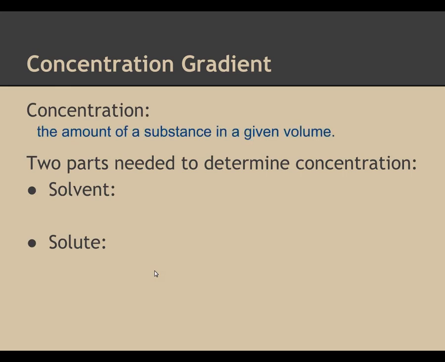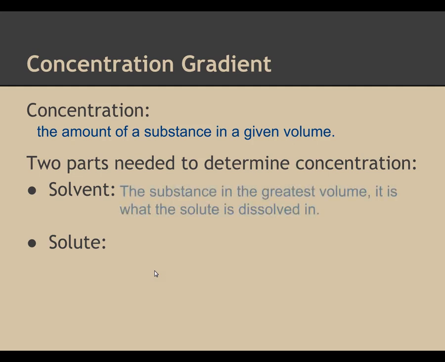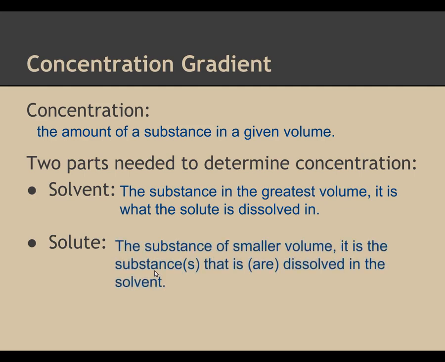So a concentration is actually the amount of substance in a given volume. So let's go back to middle school when you were studying solutions. You need two parts to determine concentration. You need your solvent and you need your solute. And if you can pull out of your memory banks from middle school, when you talked about solutions, it has two components. The solvent is the substance that's in the greatest volume, and it does the dissolving. The solute is the substance of the smaller volume, and it's the thing that's being dissolved.